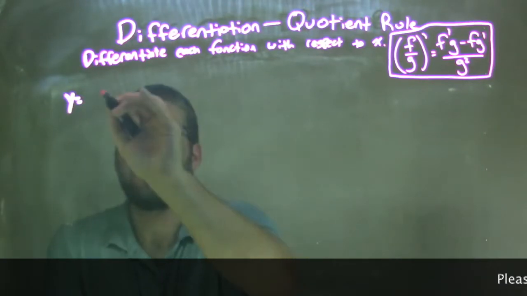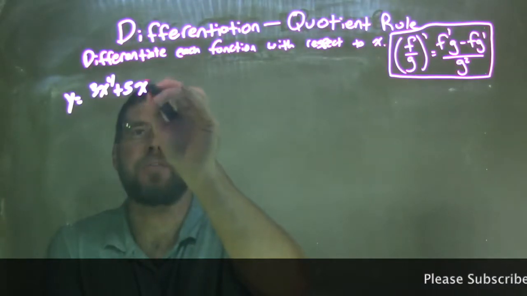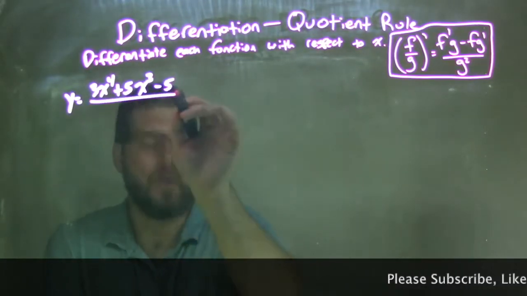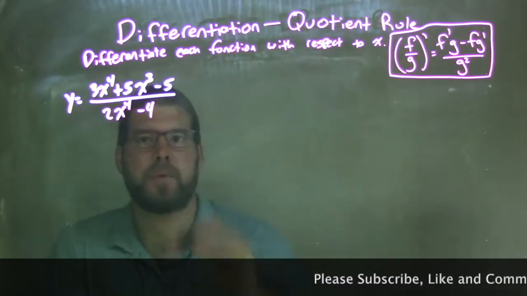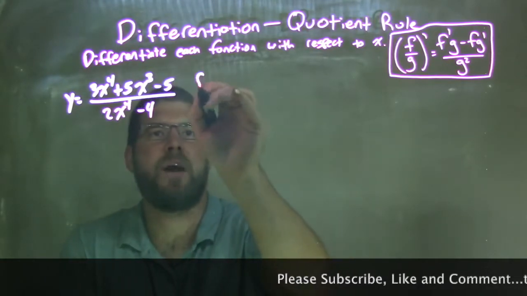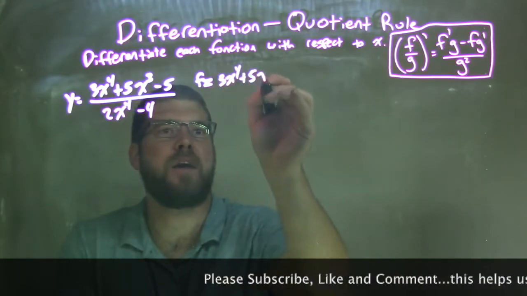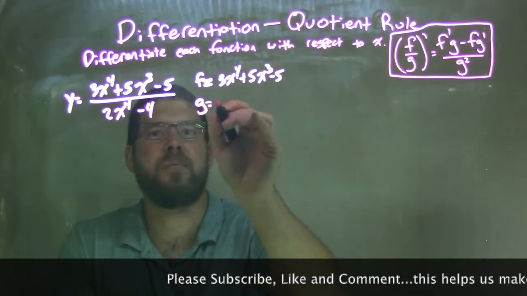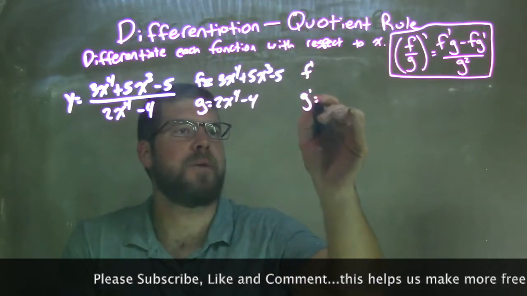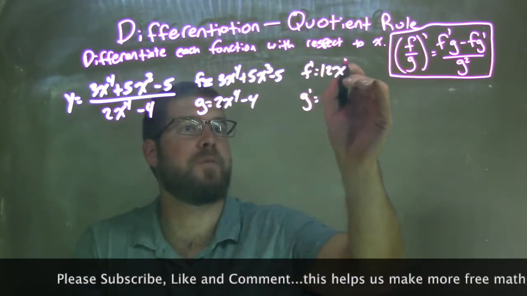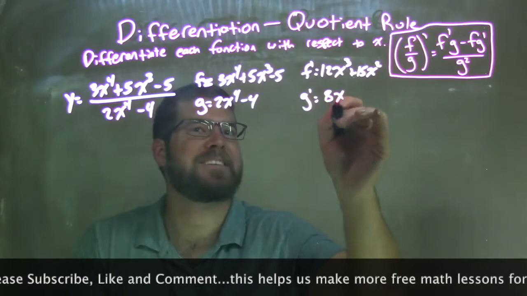Y equals 3x to the 4th plus 5x to the 3rd minus 5 over 2x to the 4th minus 4. Okay? Well, I'm going to label this f over g. So f is my numerator, 3x to the 4th plus 5x to the 3rd minus 5, and the denominator g is 2x to the 4th minus 4. So let's go find f prime and g prime here. F prime is just 12x to the 3rd plus 15x squared. And g prime is just 8x to the 3rd.